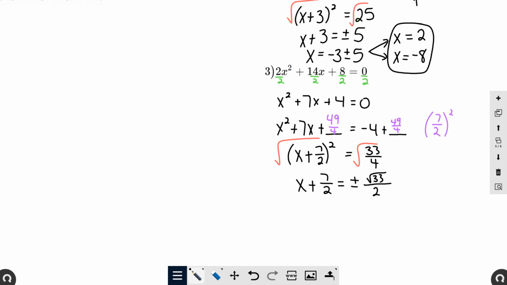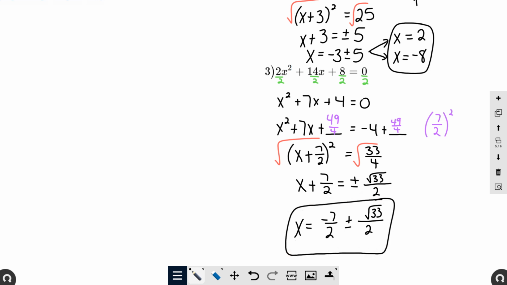Now what's the last thing that we need to do? So x would equal negative 7 over 2 because we changed the sign, plus or minus square root 33 over 2. Can't add and subtract those together because one has a square root and one does not.